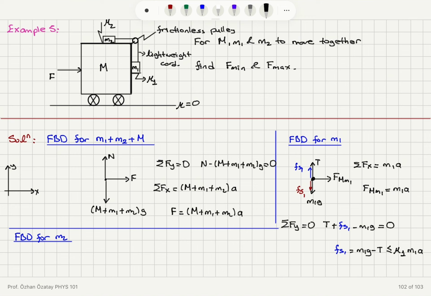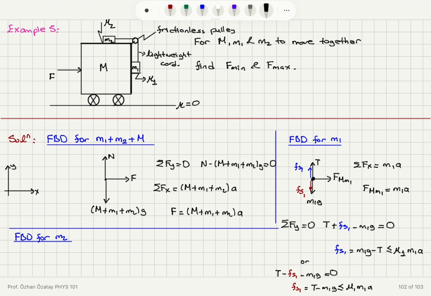Or we can have the second scenario, tension is pointing up, static friction is pointing down, so tension minus Fs1 minus M1G is equal to 0, and we would find that the static friction Fs1 is equal to T minus M1G, which is less than or equal to the static friction coefficient μ1 times M1A.